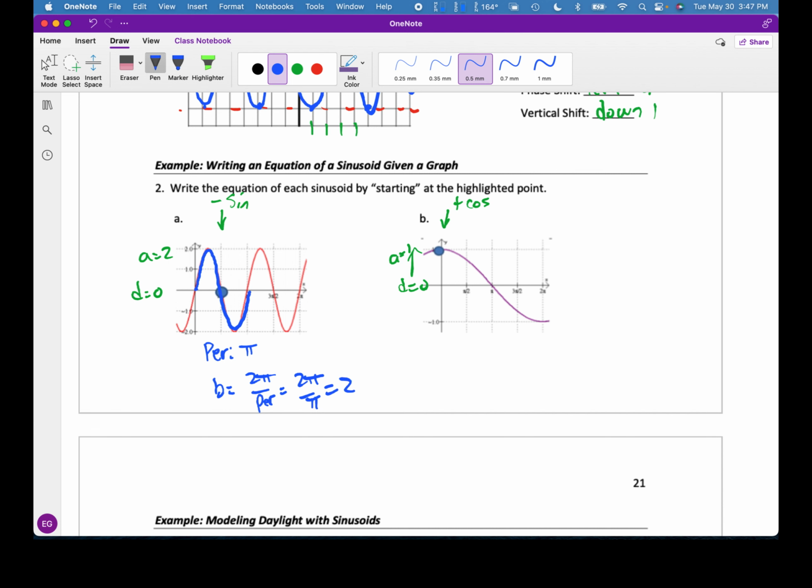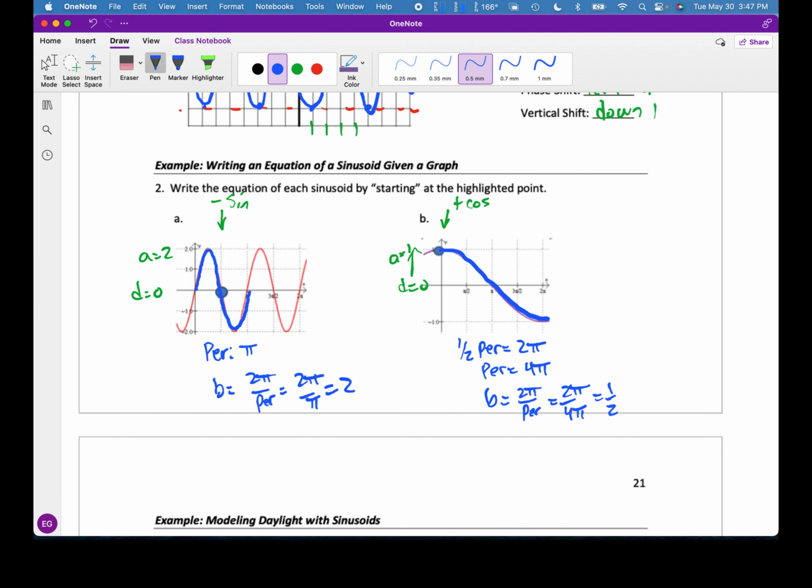Over here, this one's a little trickier, okay? It only went from a maximum to a minimum. That's only half the period. So half the period is going to equal 2 pi. That means a full period equals 4 pi, and our b value is found by doing 2 pi over that period. So that's going to be 2 pi over 4 pi, which is going to be 1/2.